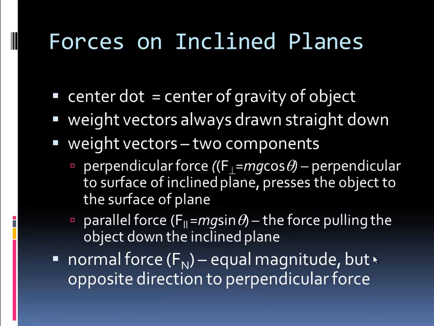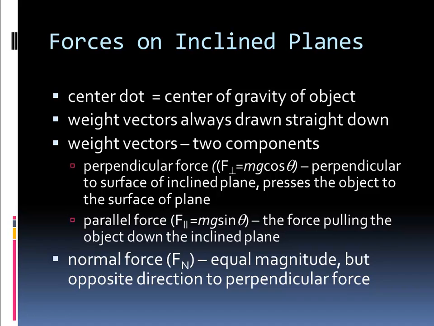So the center dot, you would create a center dot just as we did on our earlier free body diagrams, which represents the center of gravity of an object. Your weight vector is always going to be drawn straight down. It's not going to be drawn perpendicular to the incline, it's going to be drawn straight down. You're going to break your weight vector up into two components.